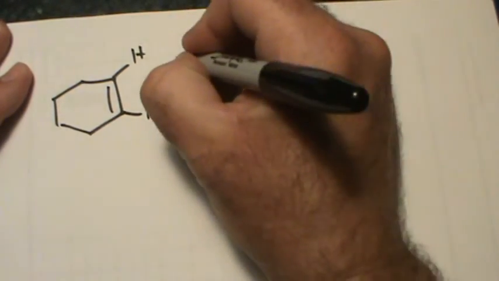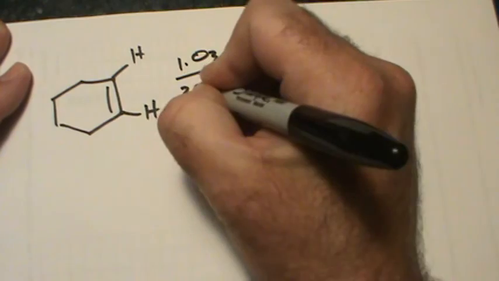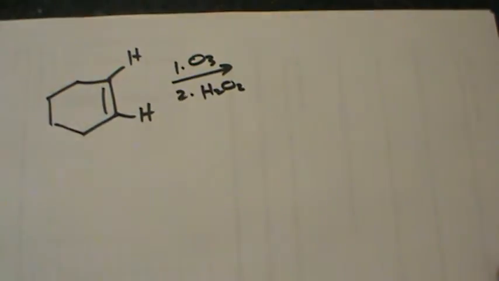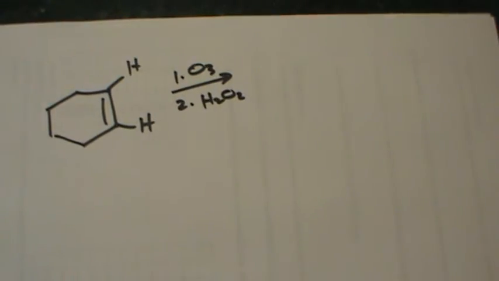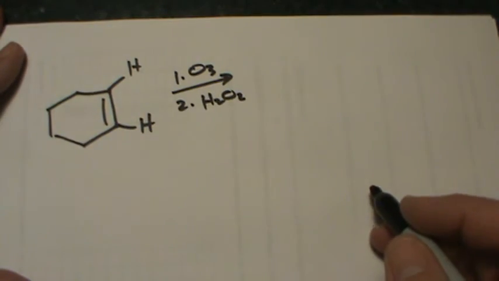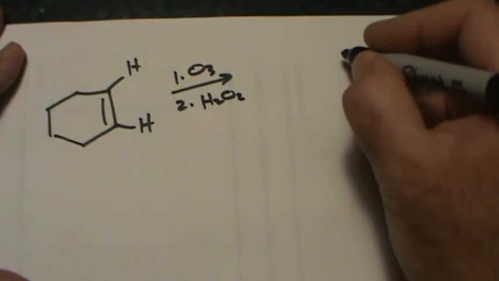Back to our cycloalkene that we started with. If I treat this with ozone in the first step, and in the second step, hydrogen peroxide, that's an oxidative workup condition, then I'm going to break that alkene in half, and wherever I used to have carbon-carbon double bonds, I'm going to replace them with carbon-oxygen double bonds.